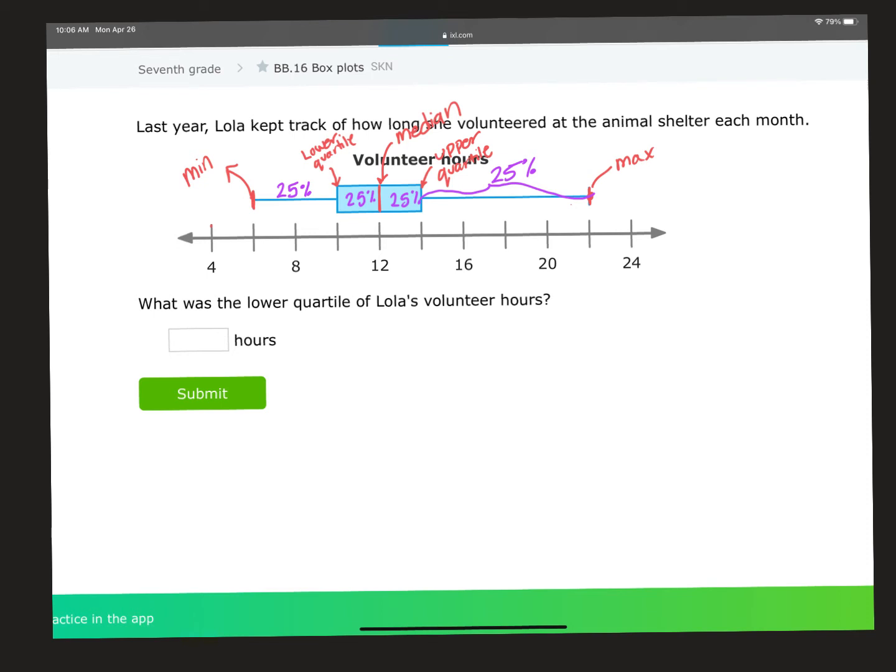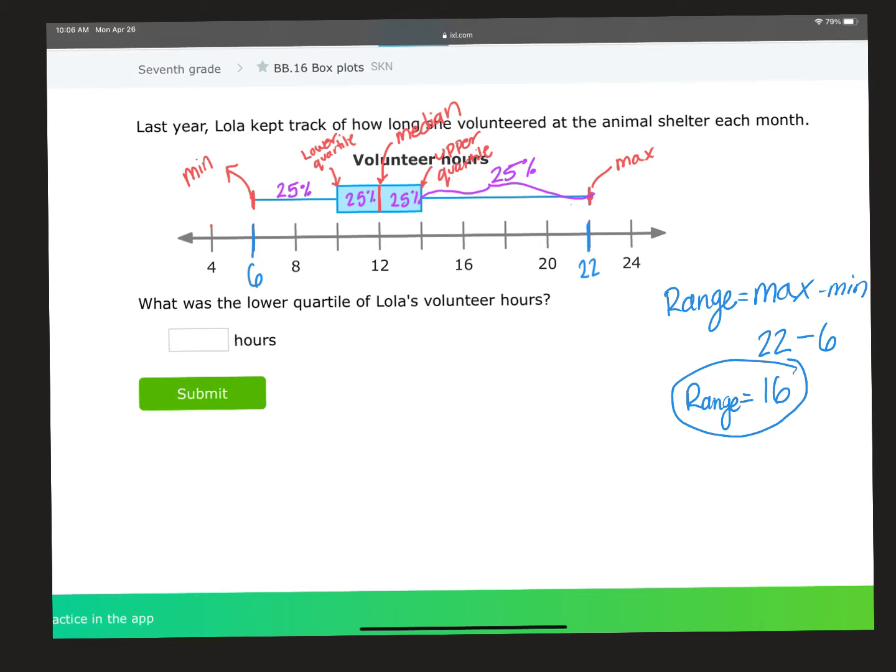Now, whenever you're asked about range, range is the maximum minus the minimum, which makes sense. Look, between 20 and 24, that's 22. So the max is 22. The min is 6. 22 minus 6 is 16. And that's the range. That's the range of numbers. That's the range between the data, the maximum and the minimum. Range.